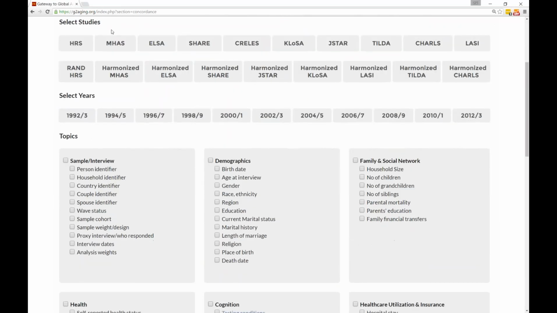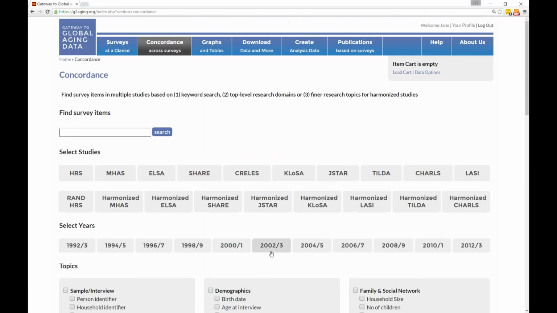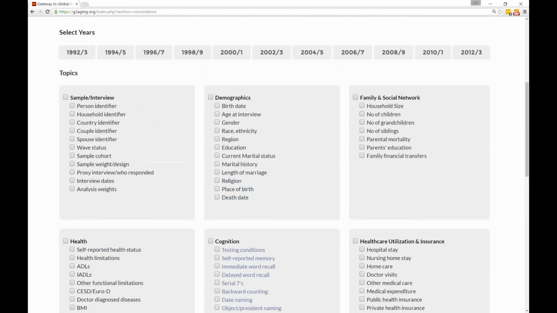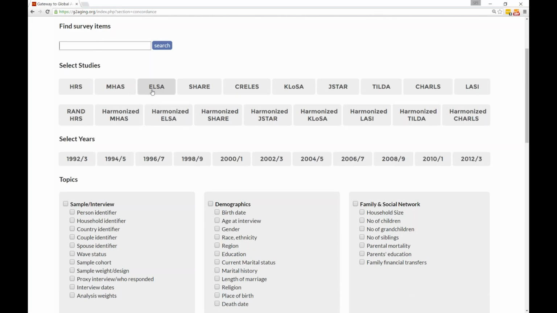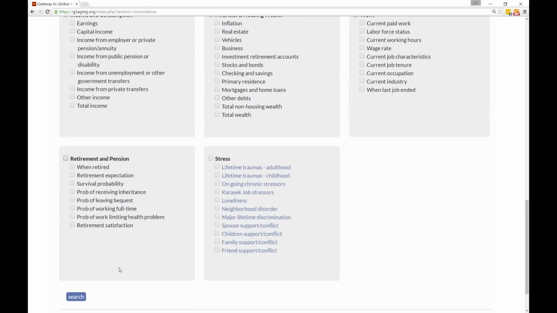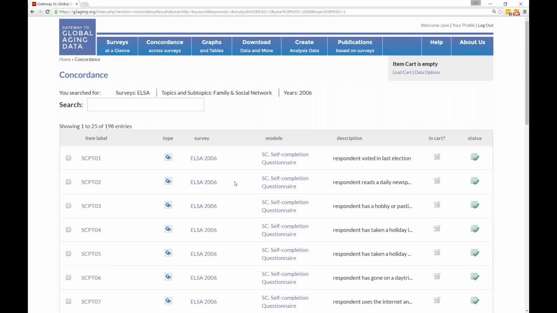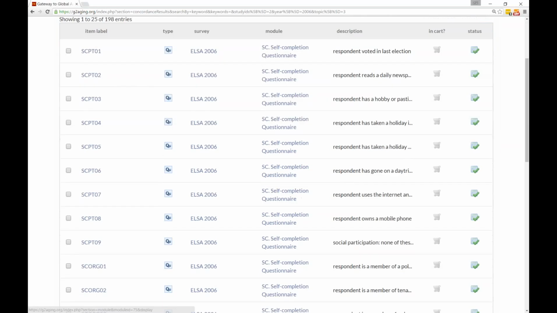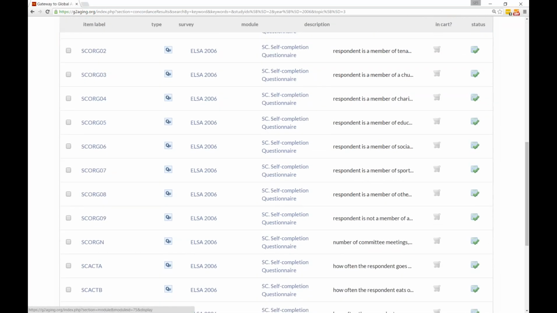So going back to our concordance, let's also look at some examples. You can see here underneath the keyword search, we have a lot of different topics. So for instance, if you wanted to be more general, let's say you were interested in ELSA in their 2006 wave, their wave 3, and you were just interested in family and social network questions. We could scroll down and search through that. And you can see that we get a lot of questions here in their self-completion questionnaire about family.